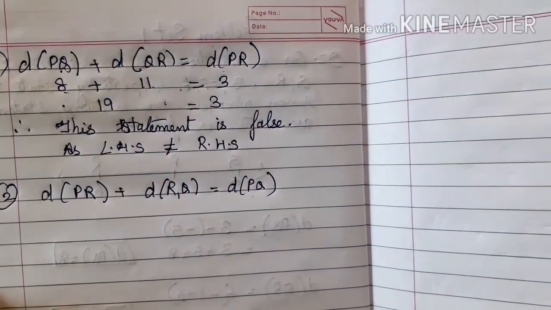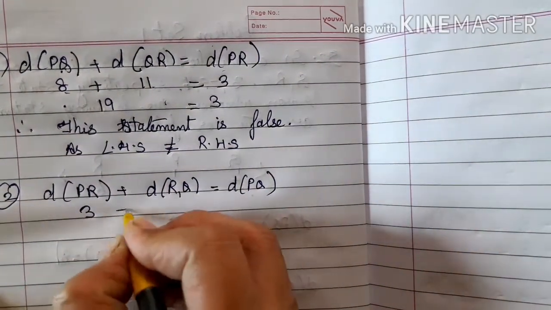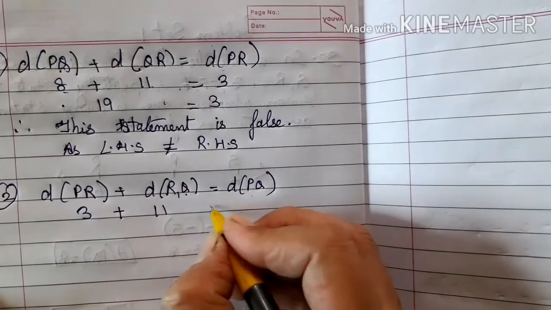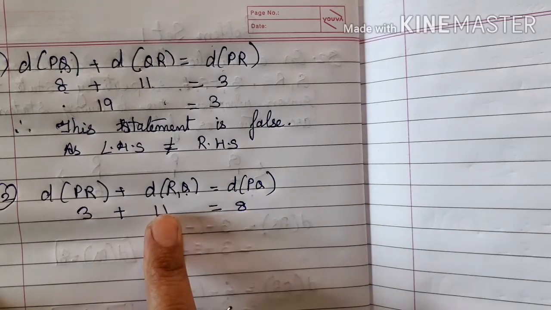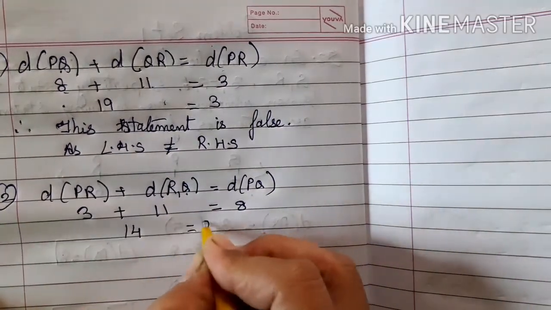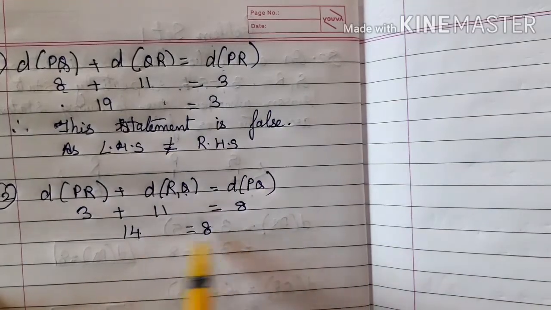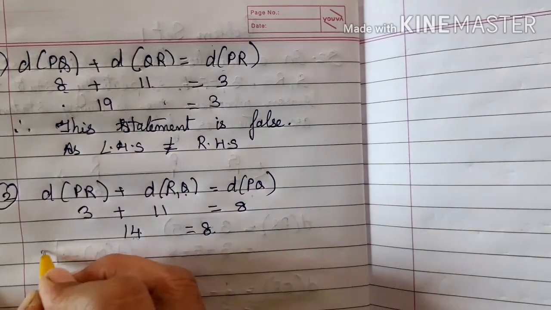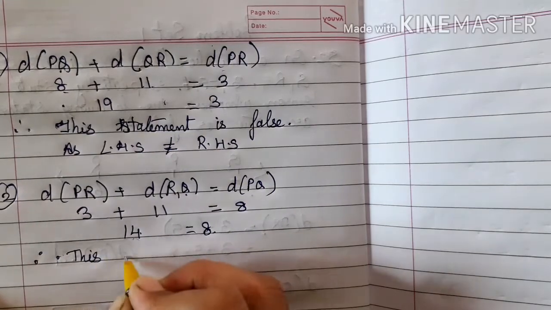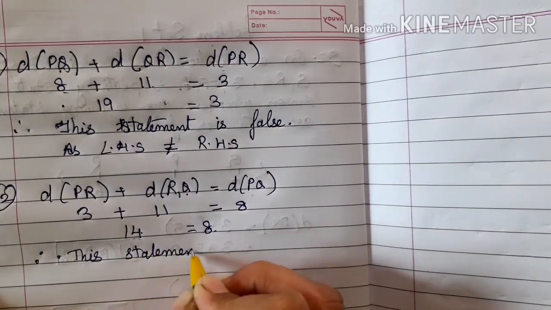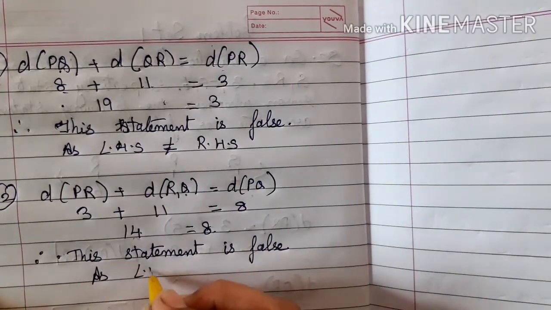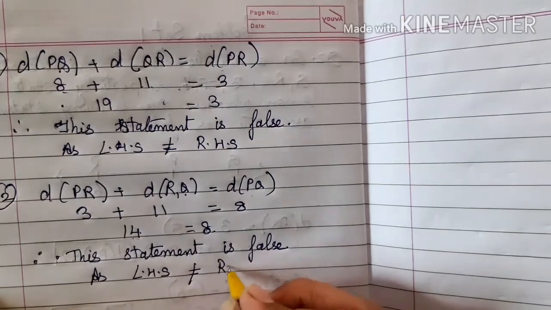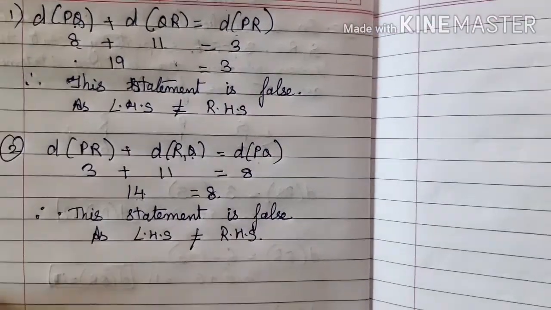This is the question. Now place the values. PR was supposed to be 3, QR is supposed to be 11 and PQ is supposed to be 8. So 11 plus 3 is supposed to be 14, and 8. Both answers are different. Left hand side and right hand side answers are different. So the statement is false. Again you have to write the same line: statement is false as left hand side is not equal to right hand side. Hope you understood this sum.